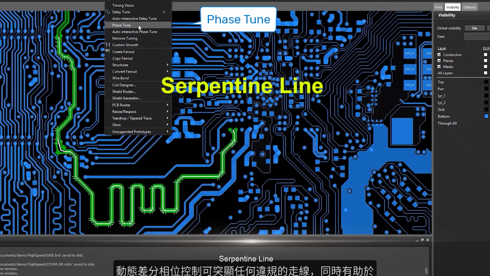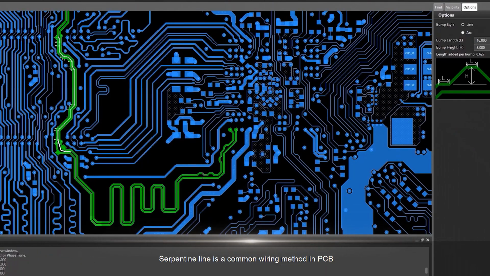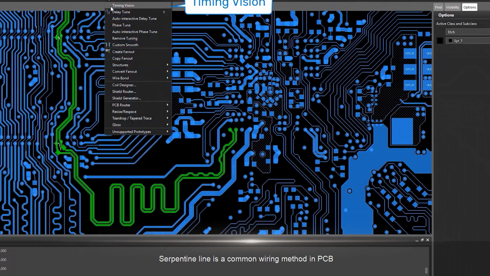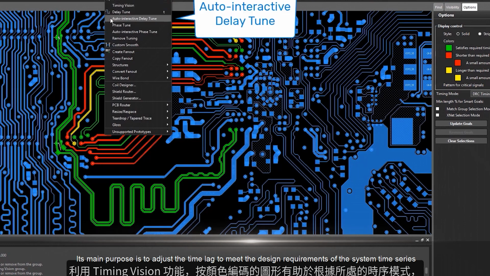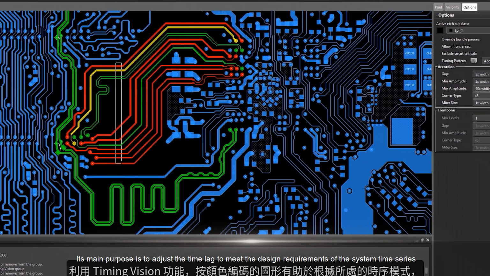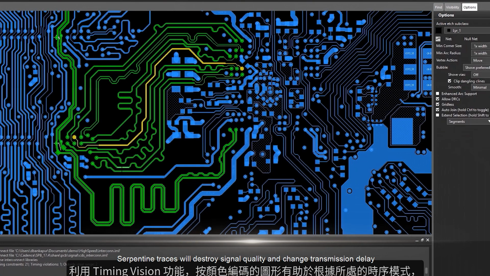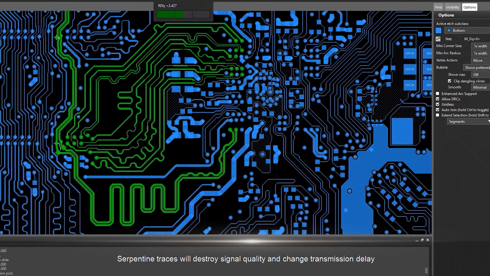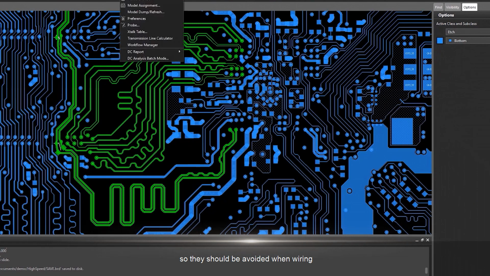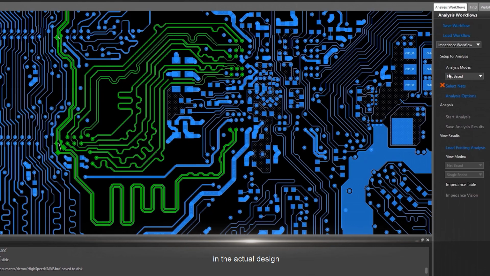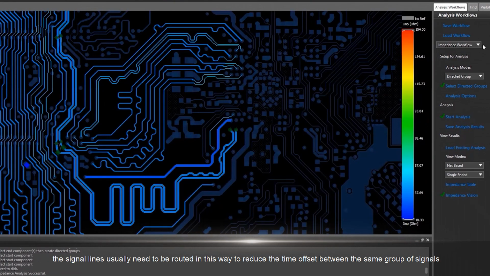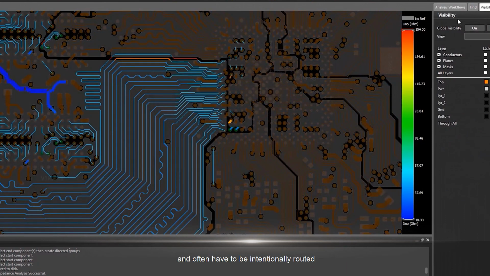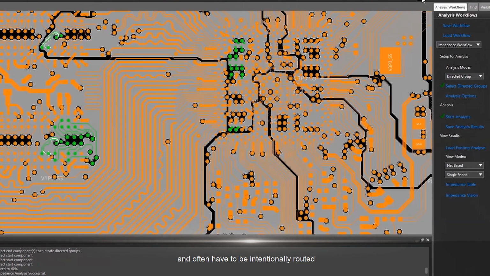3. Serpentine line. Serpentine line is a common wiring method in PCB. Its main purpose is to adjust the time lag to meet the design requirements of the system time series. Serpentine traces will destroy signal quality and change transmission delay, so they should be avoided when wiring. However, in the actual design, the signal lines usually need to be routed in this way to reduce the time offset between the same group of signals, and often have to be intentionally routed.